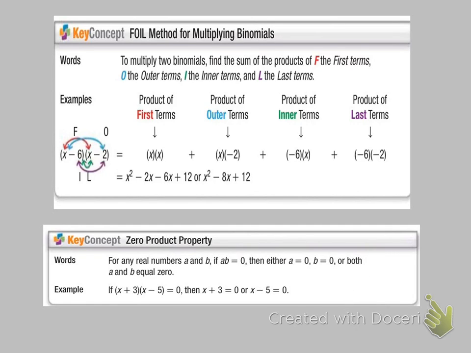Yeah? Okay. They apply this logic. Here's two things being multiplied equals 0. Here's those two things split apart equals 0. Everybody see that? They apply that logic down here in the example. X plus 3 times x minus 5 equals 0. Then you can say x plus 3 equals 0 or x minus 5 equals 0.